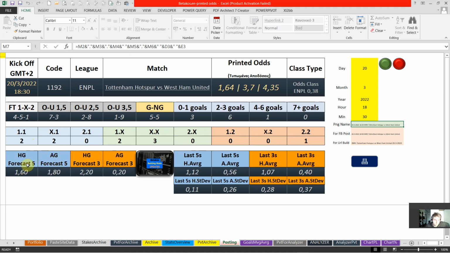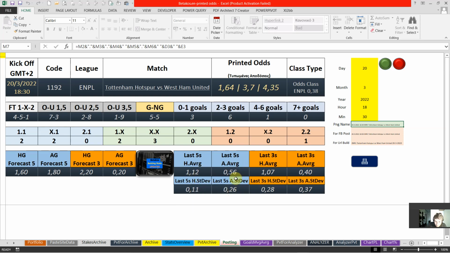Now we move on to the forecasting, but before we talk about forecasting, let's have a look at the goals average. This is the average for the last 5 sets of 5 matches, and the home team averages 1.12 goals. In the same manner, the visitors average 0.56. So we can see that on average, the home team is scoring about double the figure compared to the visitors.